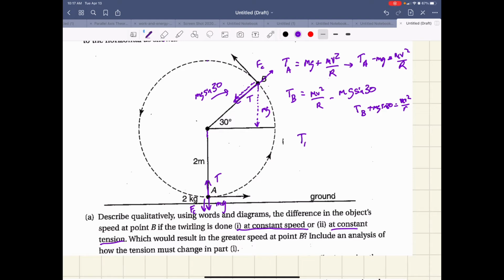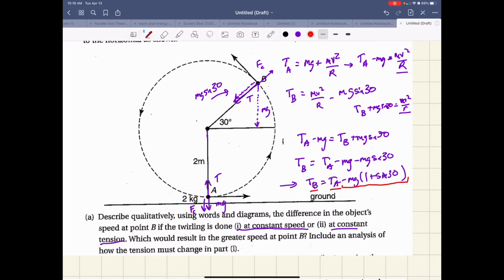So TA minus mg equals TB plus mg sine theta, 30, not theta. Again, because if they're both equal to mv squared over r, and the v was constant, and m and r are both constants, this is true, which means that the tension at point B is going to be equal to TA minus TB constant. And if we keep TB equal to TA constant or the same, then the tension at point B is going to actually be quite a bit higher than it normally would, because you don't have to subtract off this term anymore, right?